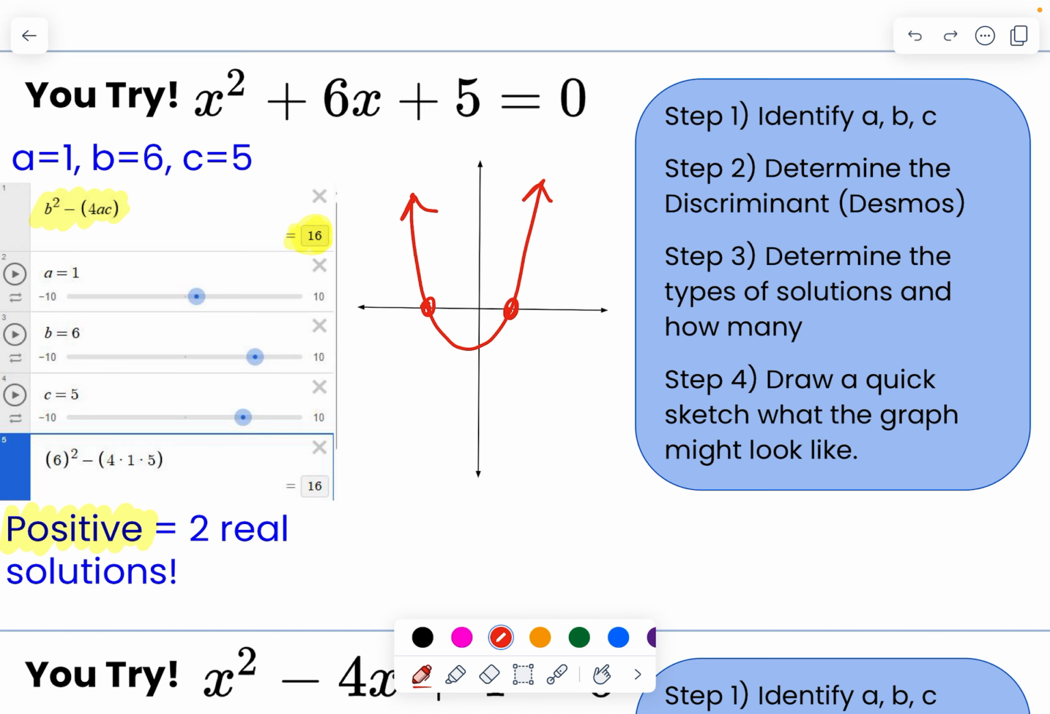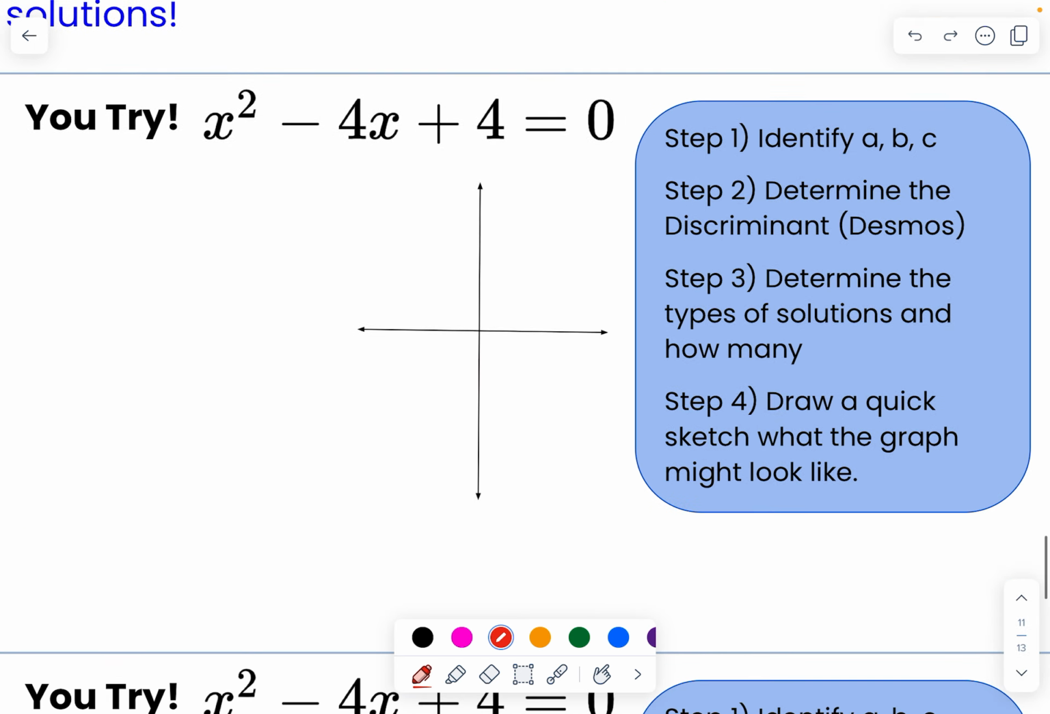All right, one last one. Here you go. X squared equals 4x. X squared minus 4x plus 4 equals 0. Go ahead, identify ABC, figure out the discriminant, how many solutions would that be, and draw a quick sketch. Go.